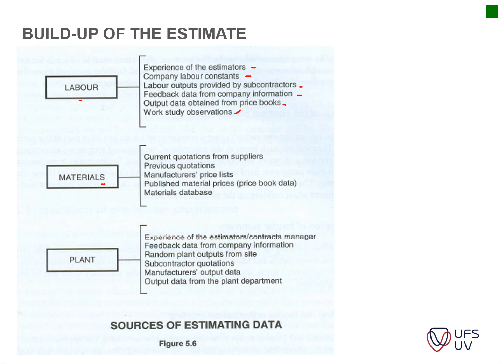Then you've got your materials. You've got your current quotations from suppliers, and your previous quotations. If you've maybe done a tender beforehand or you're currently busy with a project, you can use those rates on your tender again. Then manufacturers' price lists. You can get a lot of information from a price list of suppliers. Published material prices: on the internet, you can get quite a lot of information these days if you need to do an estimate, although it's quite risky because most of the prices on the internet are usually special rates, and not necessarily the actual rate whenever you are going to buy that material. So it's best to get actual quotations from suppliers.